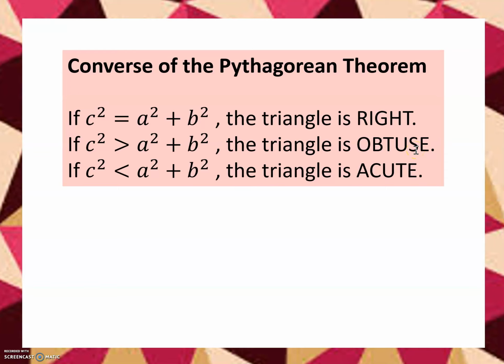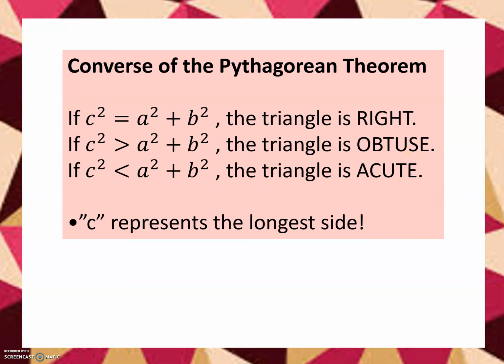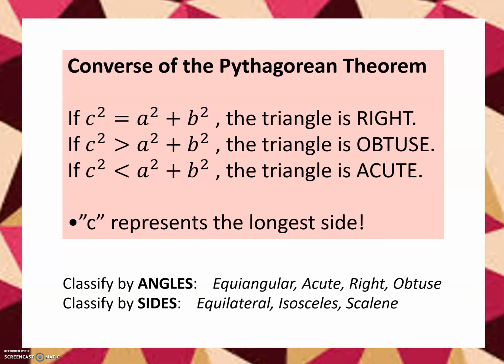Now in doing your problems, just make note that you're always going to use the longest side as your value for C, right? And then just as a reminder, when you classify a triangle by its angles, it can be equiangular, acute, right, or obtuse. And if you classify it by its sides, it can be equilateral, isosceles, or scalene. So let's try a problem.